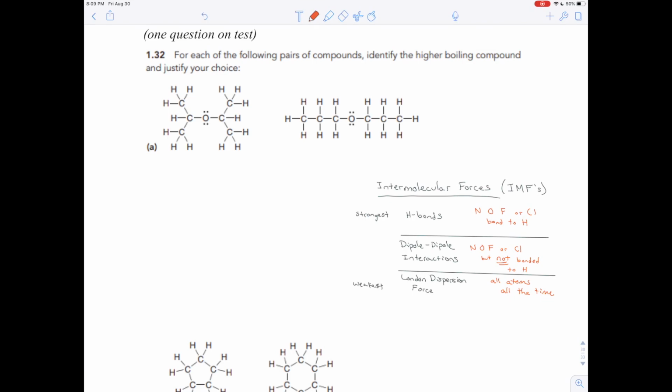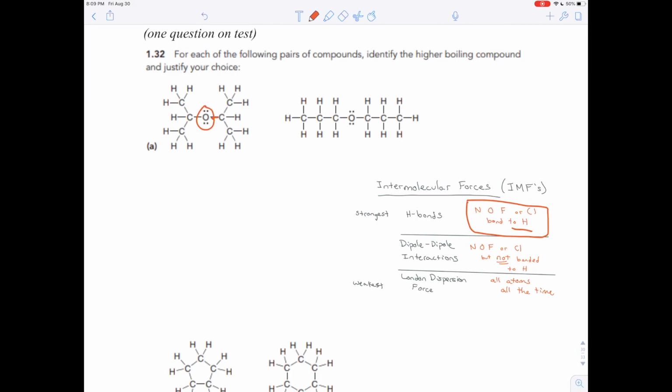Okay, so let's start with this left molecule. Is this left molecule capable of forming hydrogen bonds to another molecule like itself? So you'd want to see, does it have a nitrogen, oxygen, fluorine, or chlorine? It does. Is that bonded to hydrogen? It's not. It's bonded to two carbons. And so this would not be able to have hydrogen bonding.